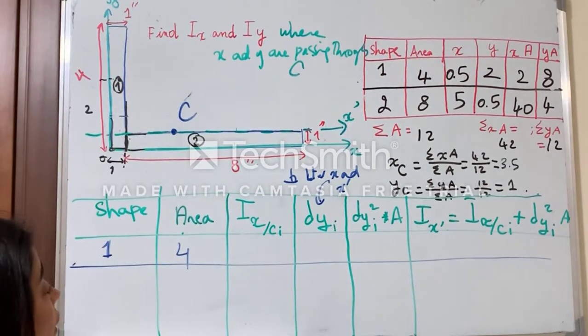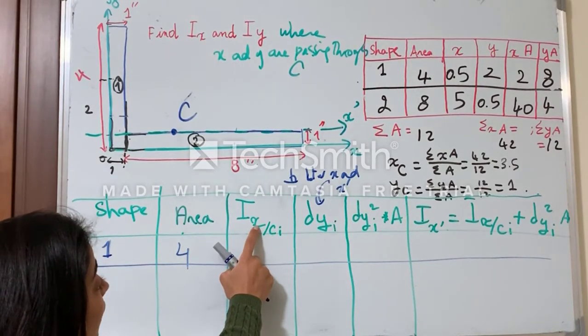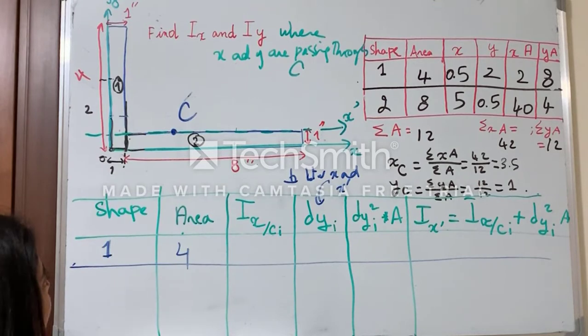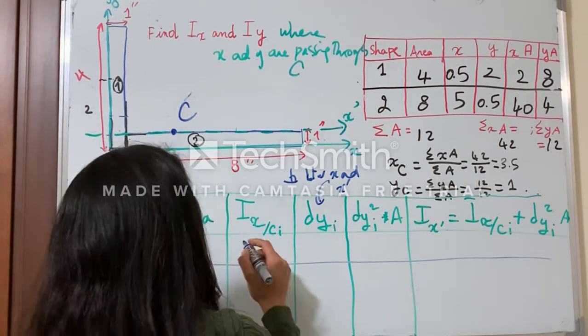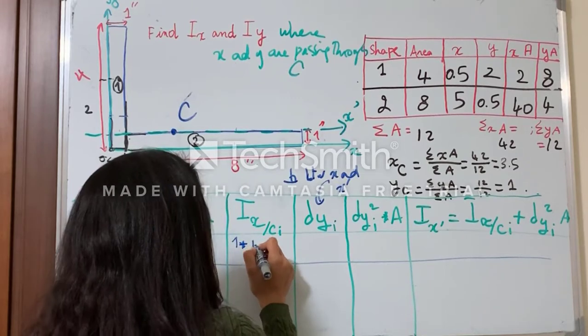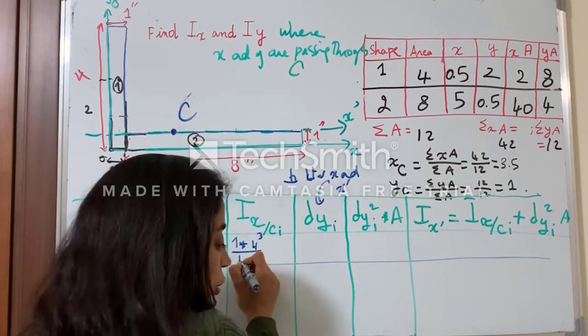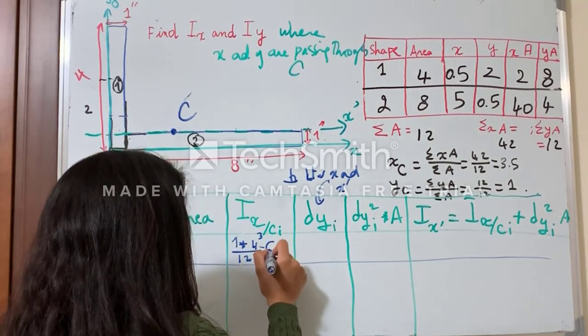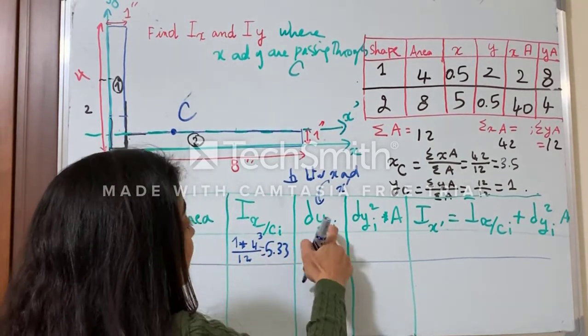Now what is b here? Since I'm finding it around x, then b will be 1. It is always parallel to this x. So b is 1 here. So 1 times h cubed, which is 4 to the power 3 over 12, and this is basically equal to 5.33.